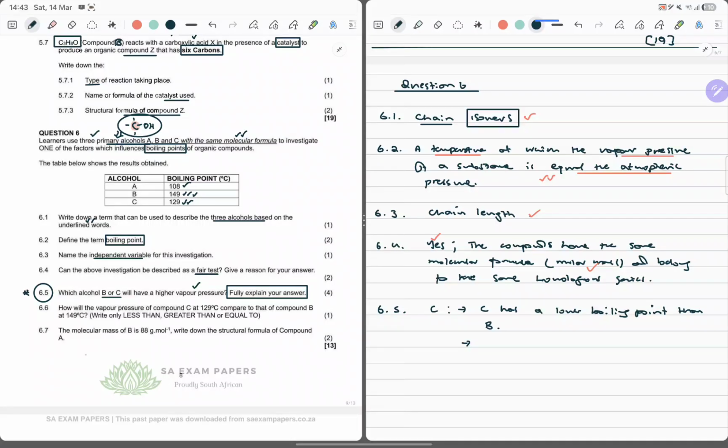The second thing is to suggest if this one has a lower boiling point, it means it has less strong intermolecular force. You can say C has, therefore, less strong intermolecular forces than B. Essentially, you can even put it, essentially, suggesting that it has a shorter chain.